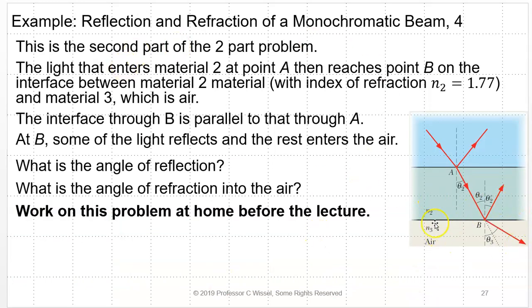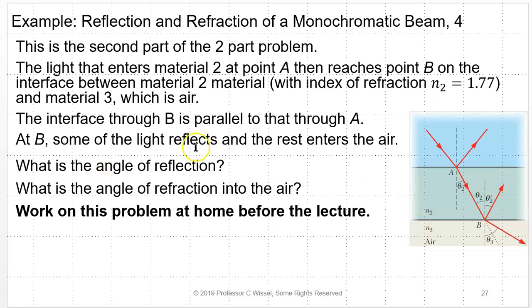We're looking at this interface now. The light that enters material 2 at point A then reaches point B on the interface between material 2, with an index of refraction of 1.77 as before, and material 3, which is air, which will have an index of refraction approximately equal to 1. Okay, the interfaces are parallel. So this is parallel to that, and when they draw it like this, most times it is.